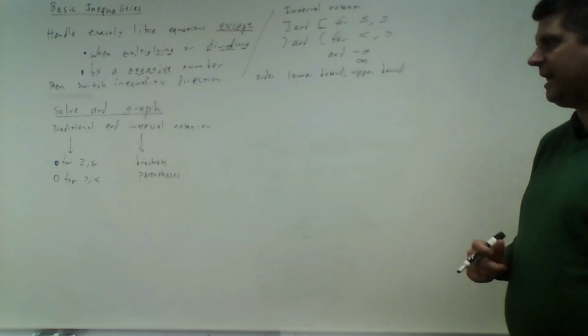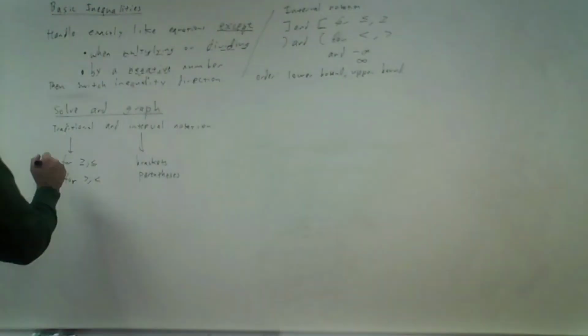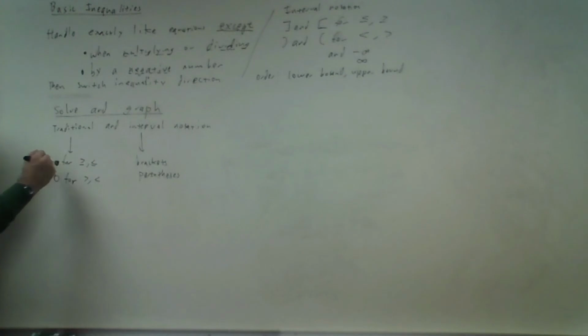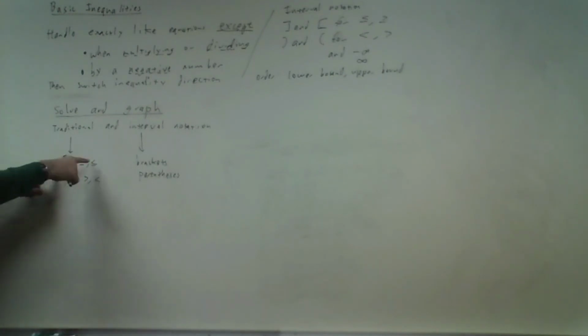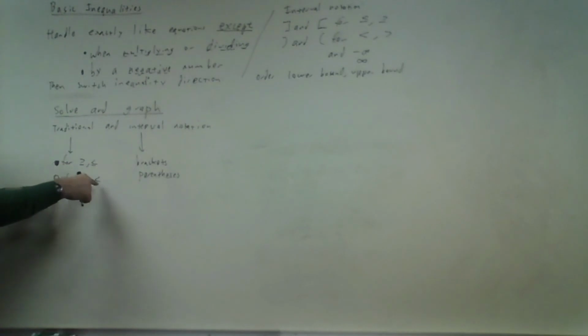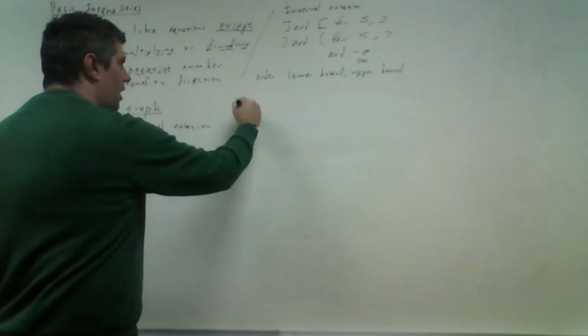Okay, now I want to extend this to graphing inequalities. We're going to be using two different notations for these. Traditional notation uses closed dots for the or equal to inequality signs, and open dots for the strict inequalities. Interval notation uses brackets and parentheses. So, example 1.